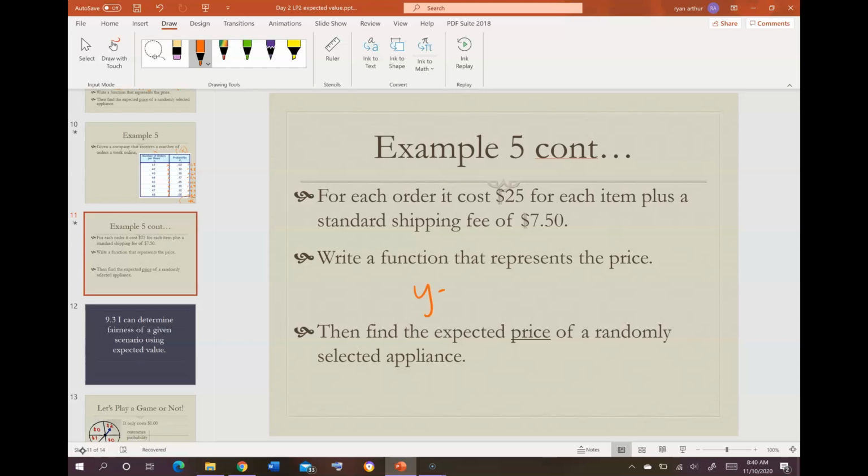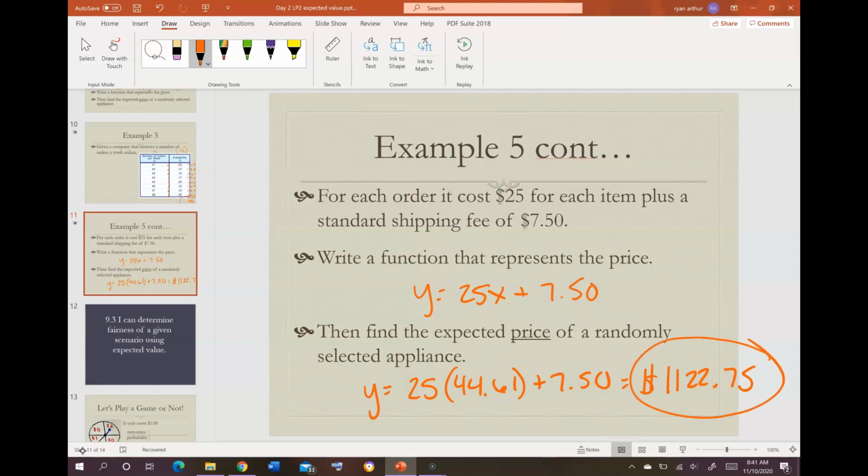So we said the function, my function got erased, was 25x plus 7.50. So I'm going to take my expected value that I just found, 44.61, and I'm going to plug it in, use my calculator. And so I expect the price for me to ship is going to be $1,122.75. That's a lot. That's a lot, guys. All right. So that is it for expected value. All right, guys.